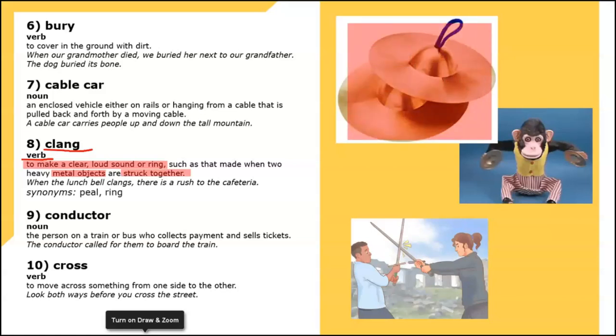This instrument is called a cymbal, and when you hit it together, it makes a clanging sound. This word here, clanging sound. Or we can use clang to talk about maybe when two swords are hitting each other, the sound that they make is called a clang. So this word clang, again, is usually for metal objects that are hitting each other.